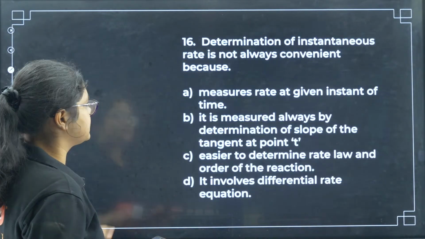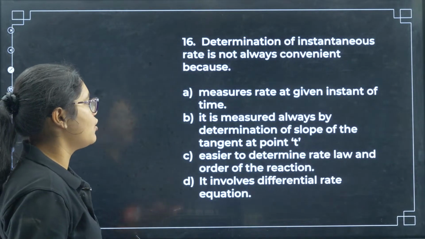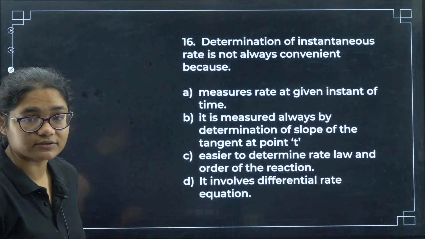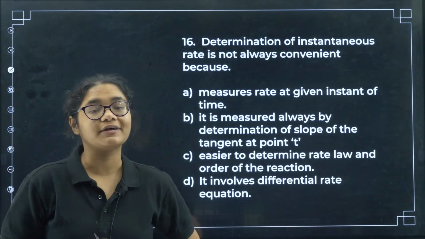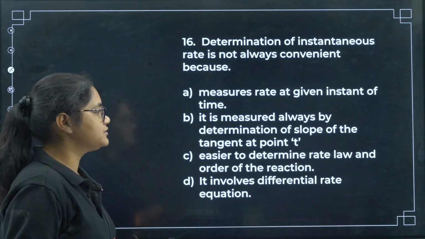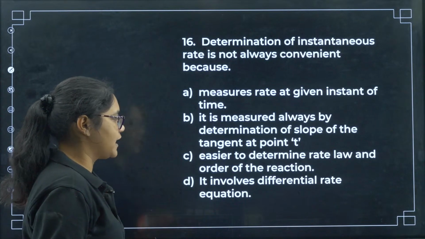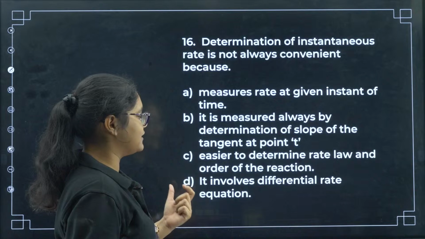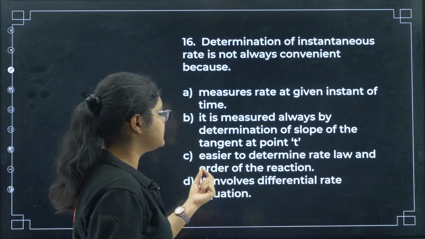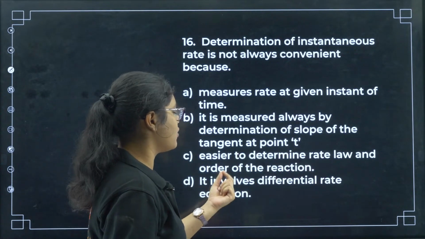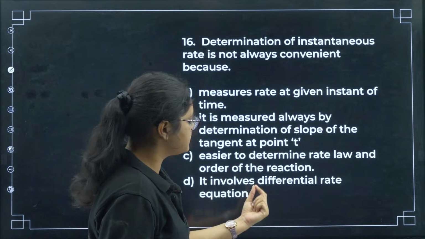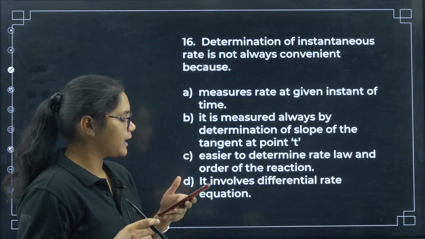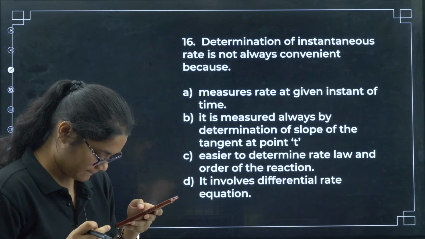Next, determination of the instantaneous rate is not always convenient because, so why is it not easy to find out instantaneous rate? It measures the rate at a given instant of time. It is measured always by determination of slope of the tangent at point T. Easier to determine rate law and order of the reaction. It involves differential rate equation. What can be the correct answer here?